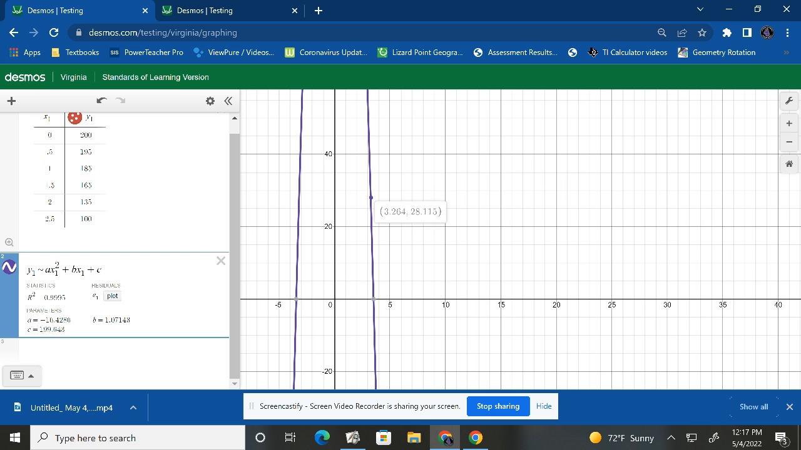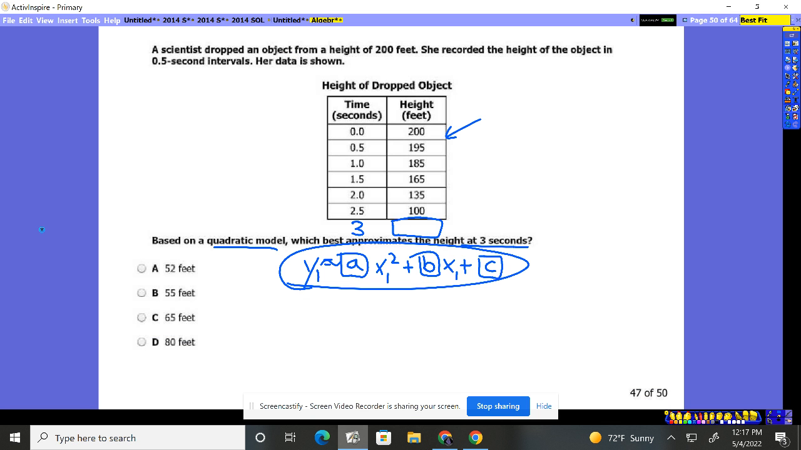Right here we're almost at 3. Right at 3, what value do you see? 55. So at 3 seconds, that object we dropped is at 55 feet. So if we go back to our question, according to our model, it should be at 55 feet. It's a pretty big drop.